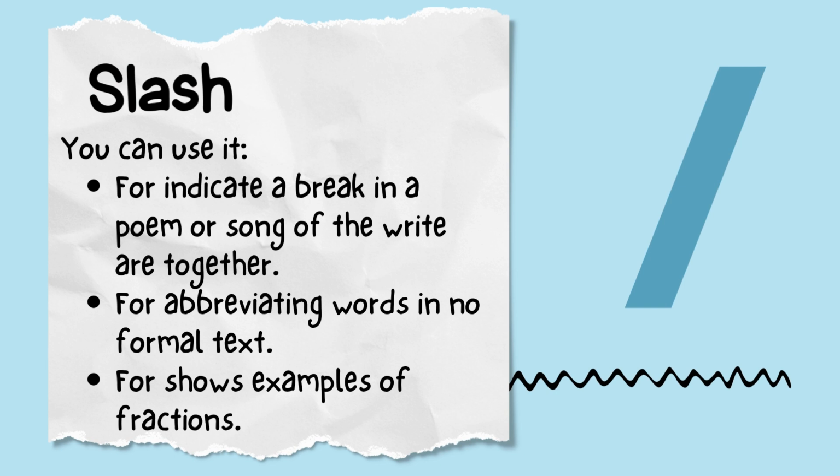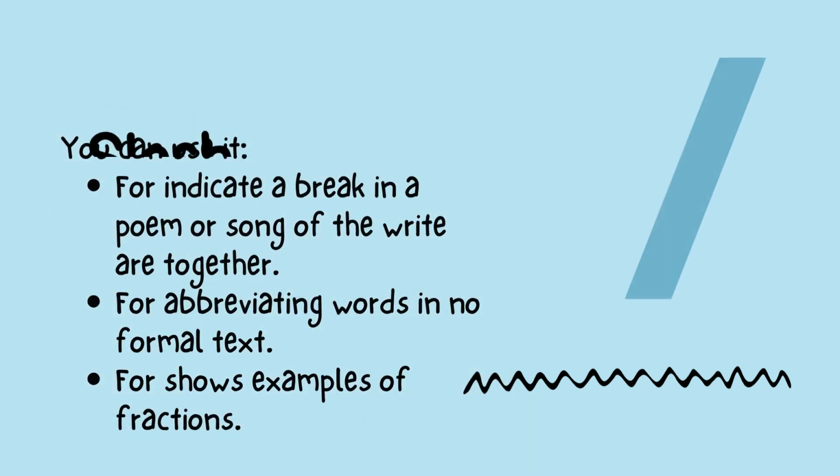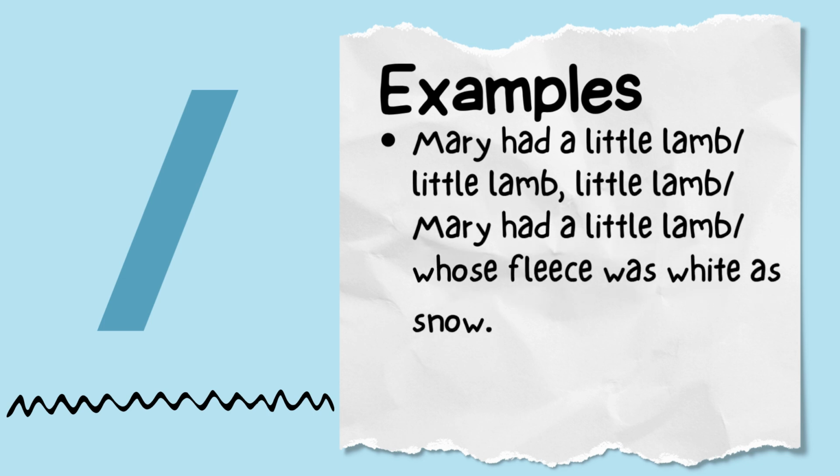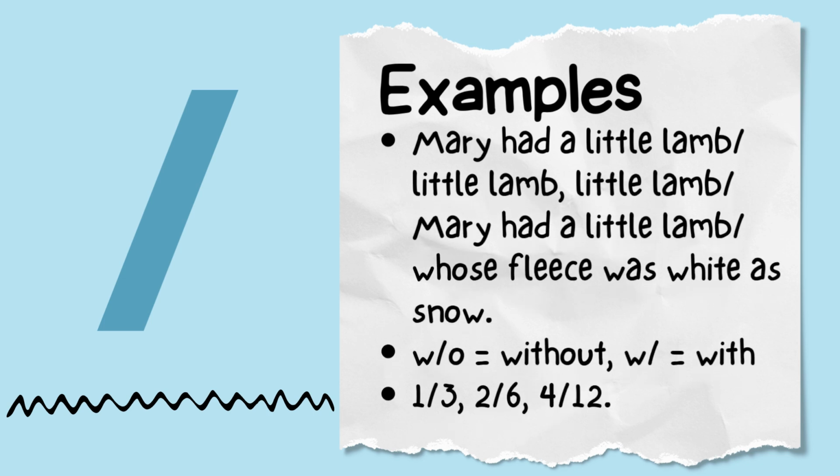Slash. You can use it to indicate a break in a poem or song if the lines are together, for abbreviating words in informal text, or for examples of fractions. For example, Mary had a little lamb / little lamb / Mary had a little lamb / whose fleece was white as snow. w/o without, w/ with, and 1/3, 2/6, 4/12.